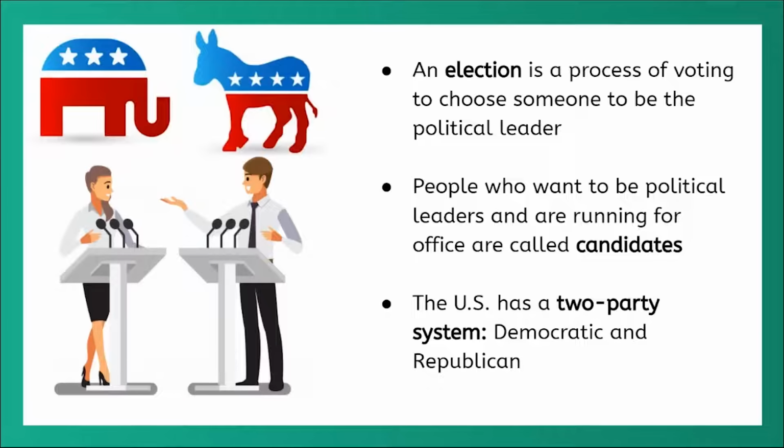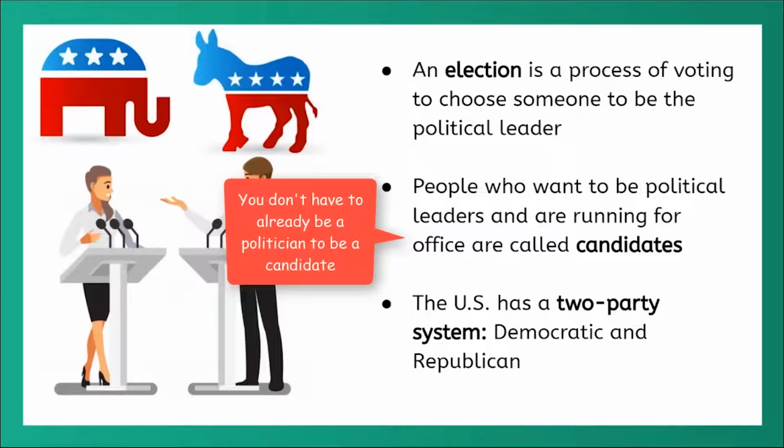Let's do a quick review about elections and voting in the United States. Remember, an election is the process of voting to choose someone to be the political leader or representative of the people in a government. People who want to be political leaders and are running for office are called candidates. Most candidates for president are politicians. That means they've worked in government before, either as a governor or a representative or a senator in the legislative branch. But you don't already have to be a politician to run for office.